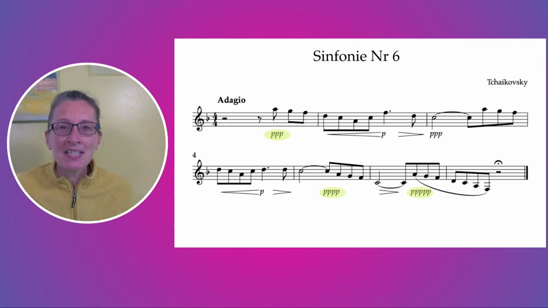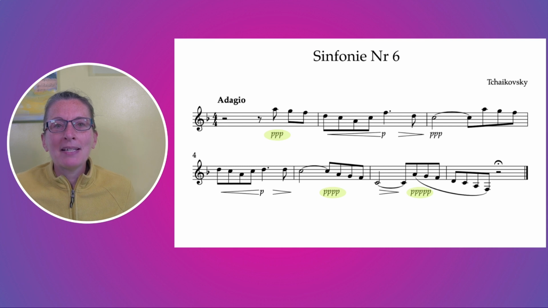The one thing to note about dynamic markings is that they are only relative to one another. So there is no specific level that determines what a marking such as 4 or 5 Ps means, other than 5 Ps should be softer than 4 Ps. So in this Tchaikovsky example, the loudest dynamic marking is piano. So you would probably need to make this louder than you would do normally so that you can achieve all the different shades of soft that Tchaikovsky wrote.